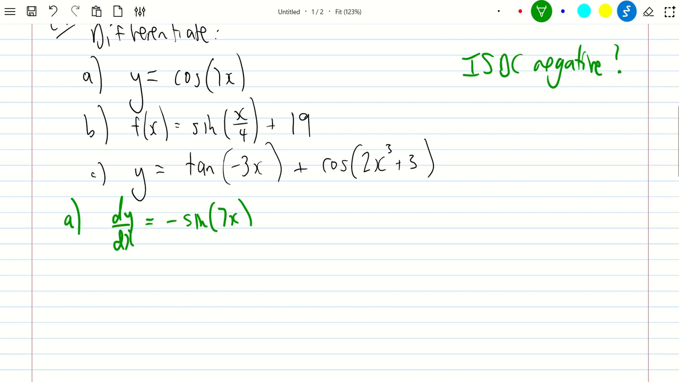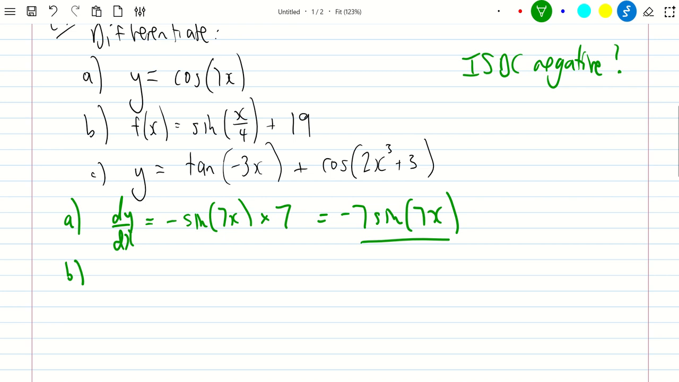Now, on the inside, that 7x, you've got a function there, 7x. What's the derivative of 7x? We need to multiply by the derivative of 7x, which is just 7. So my derivative is negative 7 sine 7x. That's my answer there. That's the derivative of that function.